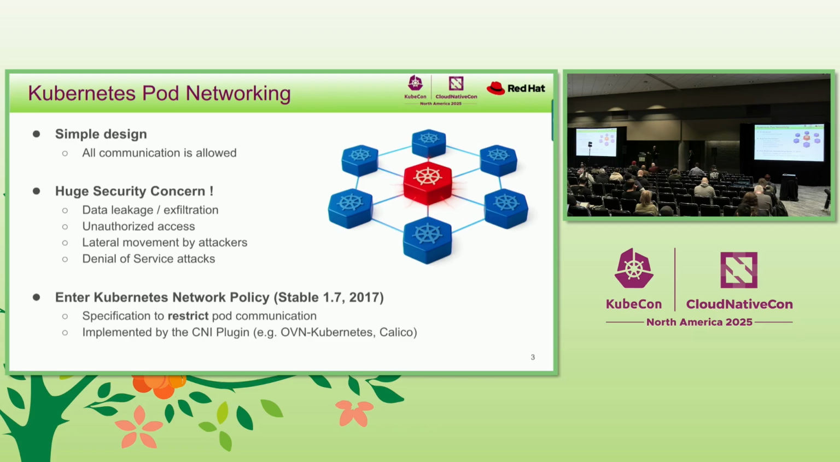So way back in 2017, the community developed the specification for Kubernetes Network Policies, which is a pod-level firewall that allows you to restrict pod-level communication. It's implemented by the CNI plugin as opposed to the Kubernetes core.